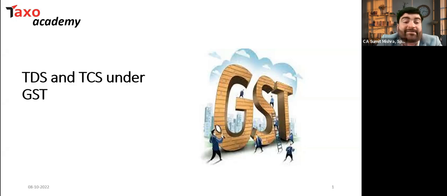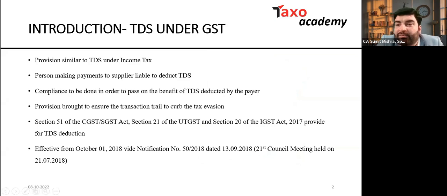So let's start with the topic of TDS. I will try to address all your concerns, whichever I can address on this platform. Starting with the concept of TDS: whenever we hear the topic of TDS, it brings to mind the provisions applicable in income tax. More or less, the concept is very much similar to what we usually see in the income tax regime.